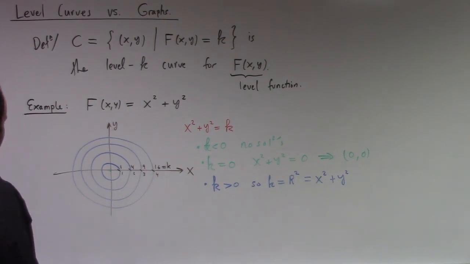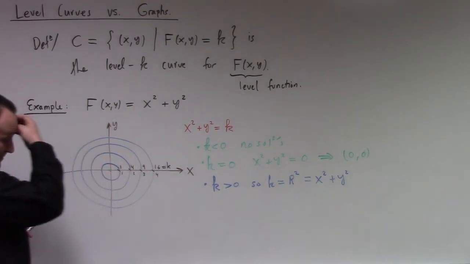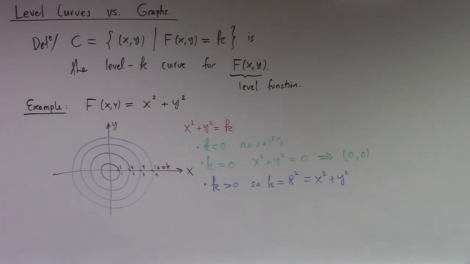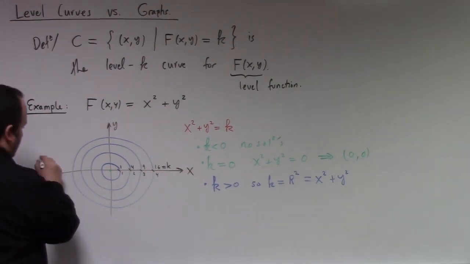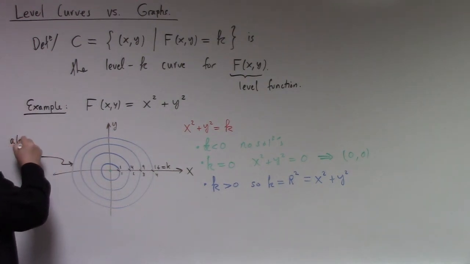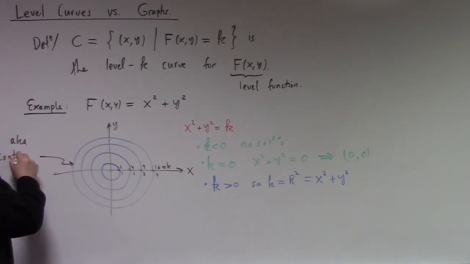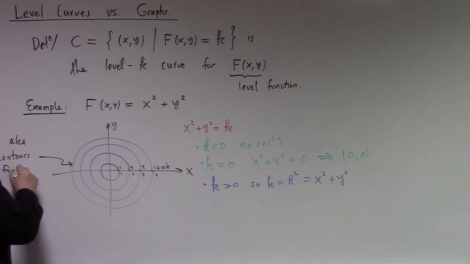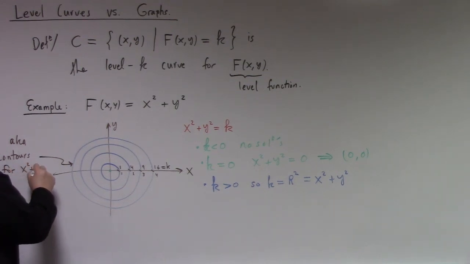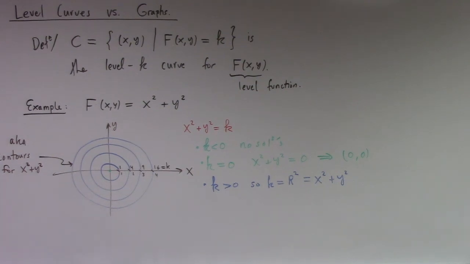Oh, okay, getting back to the story here. The point is, yes, I've drawn 5. These are just samples to illustrate the idea, right? You could draw as many as you need to illustrate what the contours look like. These, by the way, are called contours for f. Well, contours for x squared plus y squared. Contour is just another term people like to use for level curves.